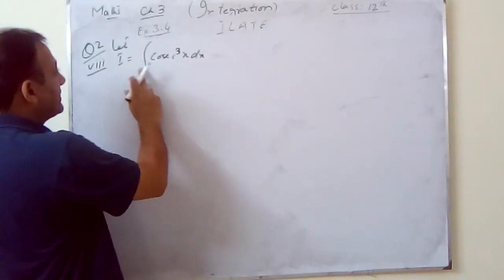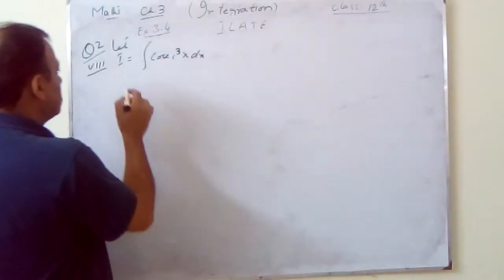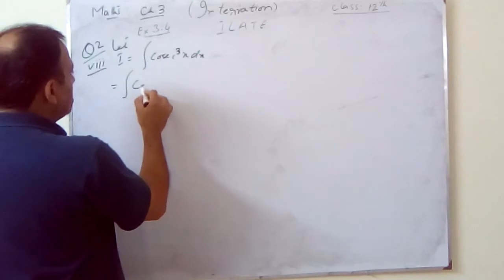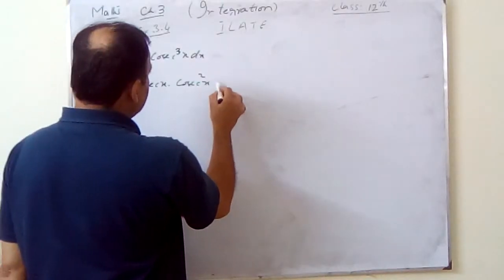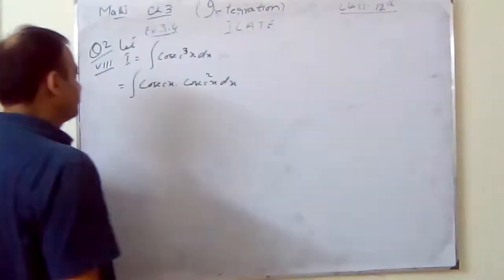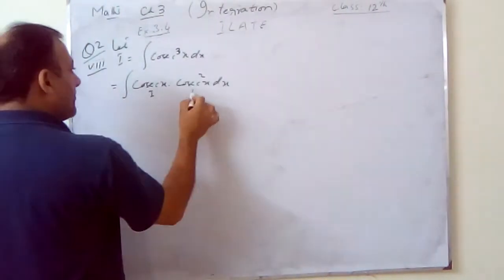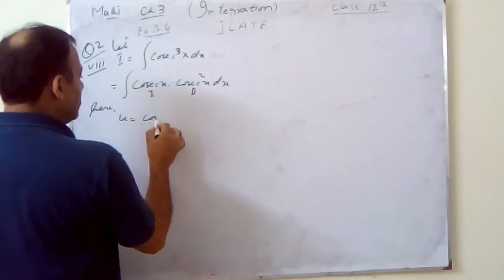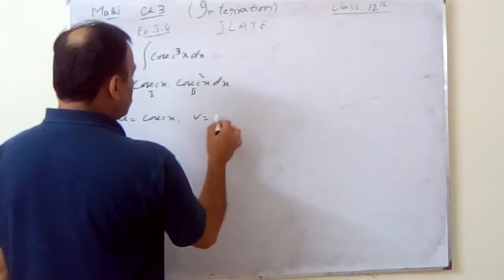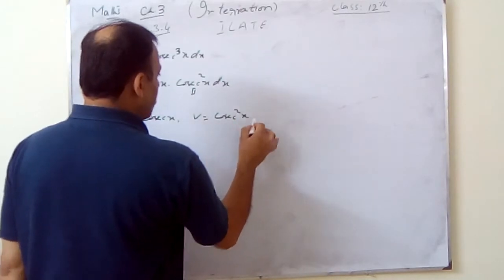Part 8, I is equal to the integral of cosecant cube x dx. This can be written as cosecant x times cosecant square x dx. This is the first function, this is the second function. So here u is equal to cosecant x and v is equal to cosecant square x.